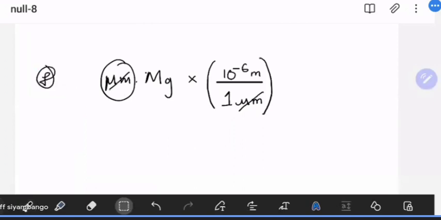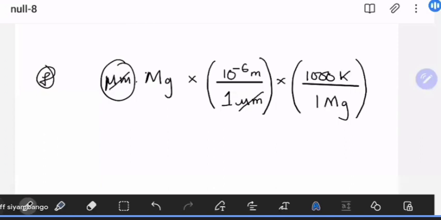In the same way, now I want to convert the megagram to kgs. I think we did see the relationship there. So I want to have 1 megagram. So I'll put the mega down, 1 megagram. So in 1 megagram, we have 1,000 kgs. So this is the relationship.